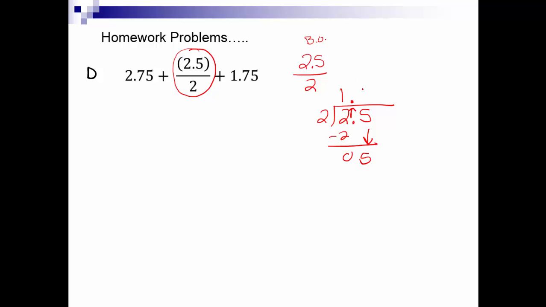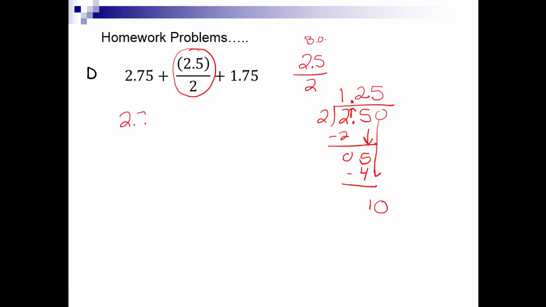2 goes into 5 twice. 2 times 2 is 4. Subtract off. We got a 1. We'll bring down a 0. That's ugly. We'll go ahead and bring down a 0. And then we'll say 2 into 10 goes 5 times. So 2.5 divided by 2 is 1.25.